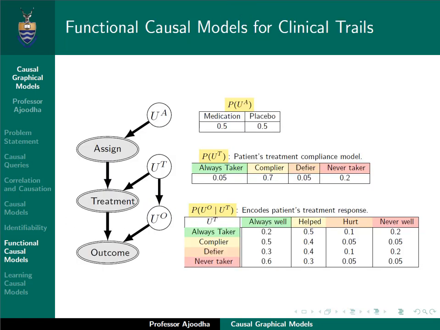All right, so let's look at an example of this in a clinical trial. On this slide, we apply a functional causal model to a clinical trial. So there is an assessment variable, an assignment variable. There are so many different names for things in causal modeling, I get confused sometimes. So this is a clinical trial. There must be an assignment of a drug. There must be a treatment. There must be an outcome, right? That's what a clinical trial specifically encodes.